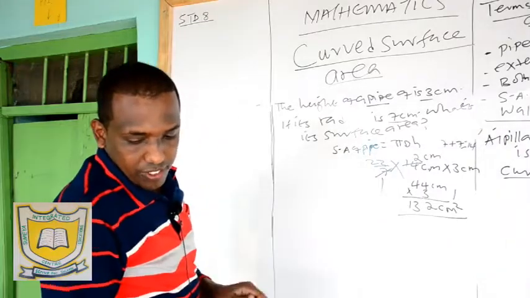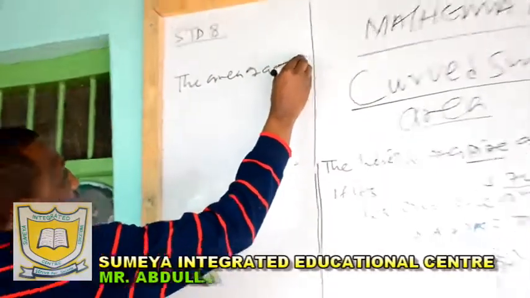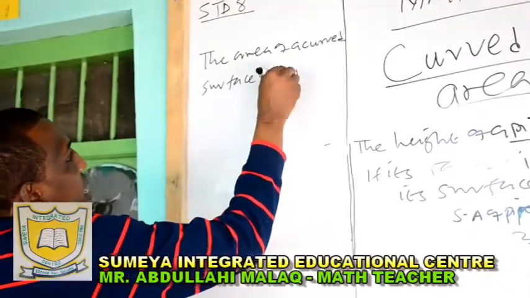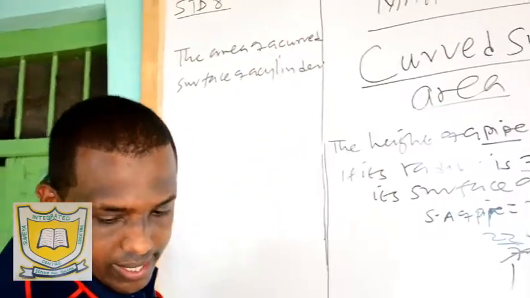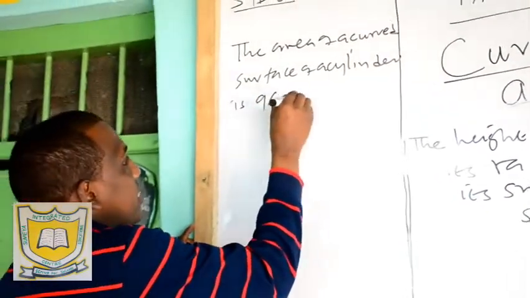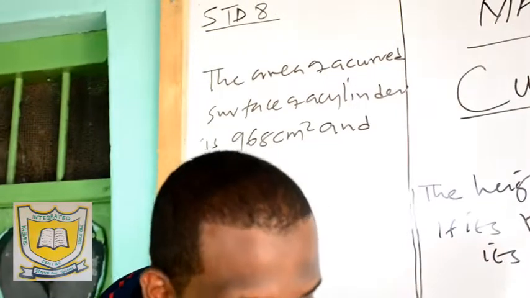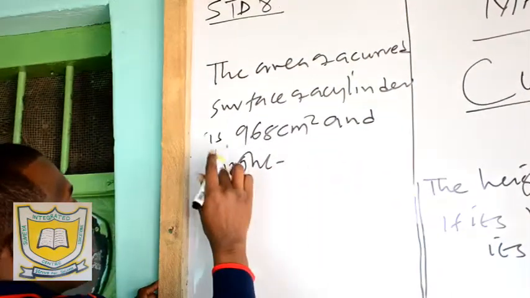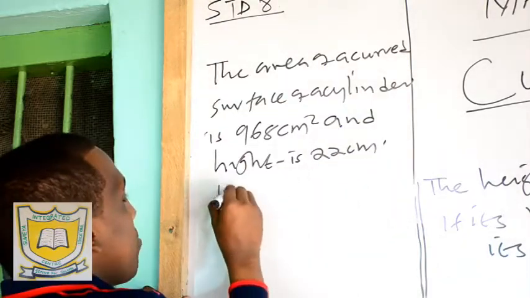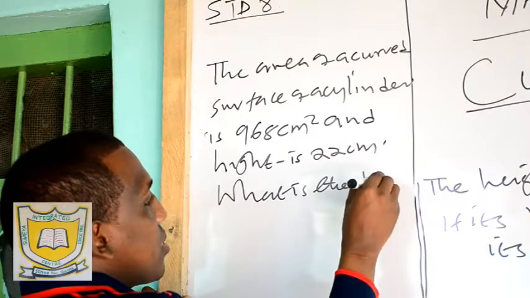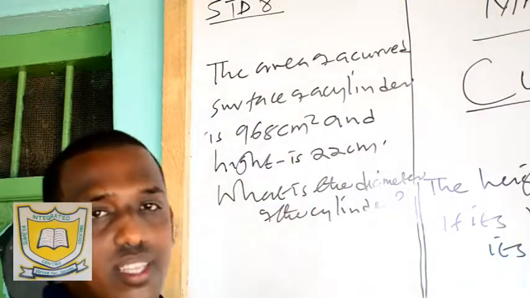You are told the area of the curved surface of a cylinder is 968 centimeter squared, and the height is 22 centimeter. What is the diameter of the cylinder?